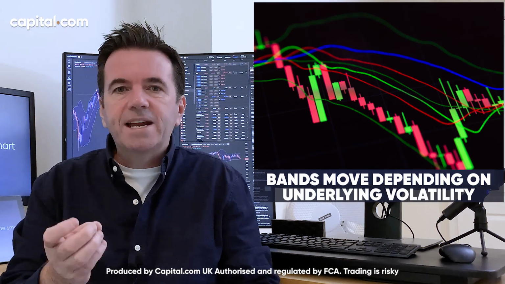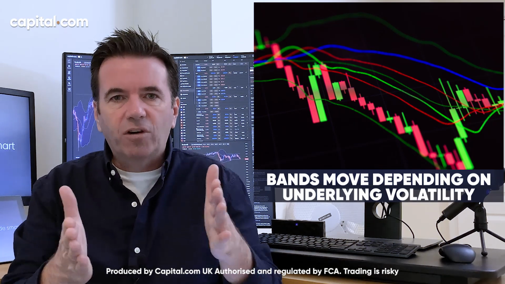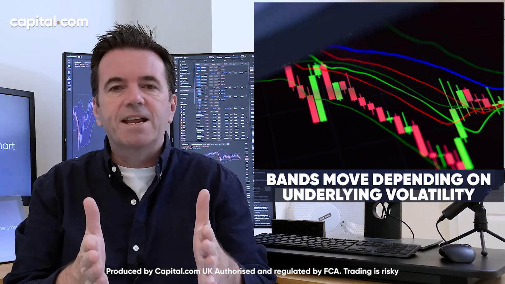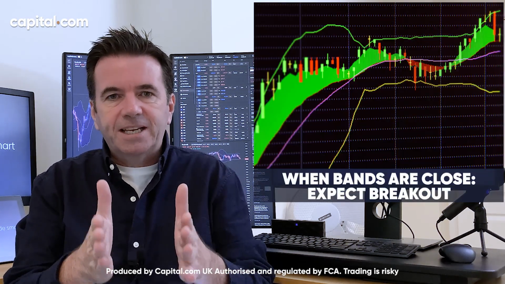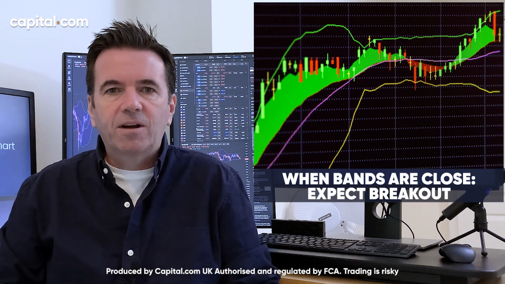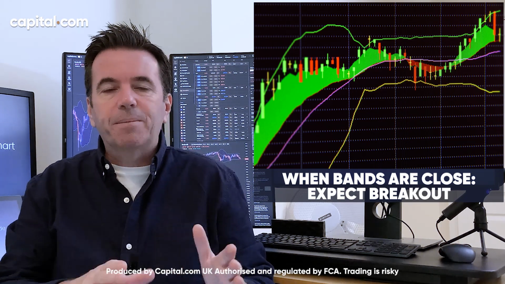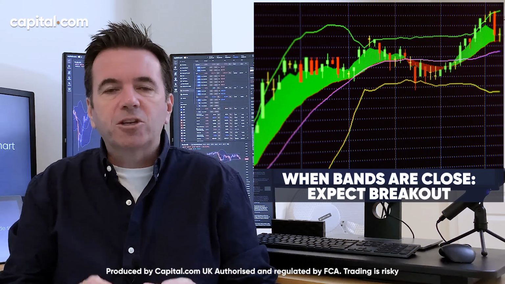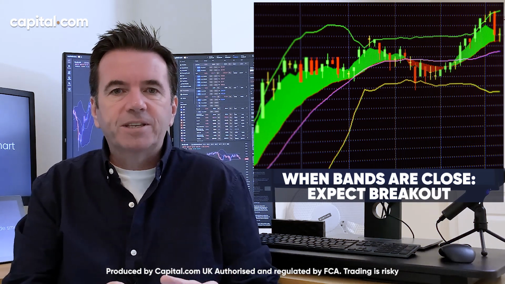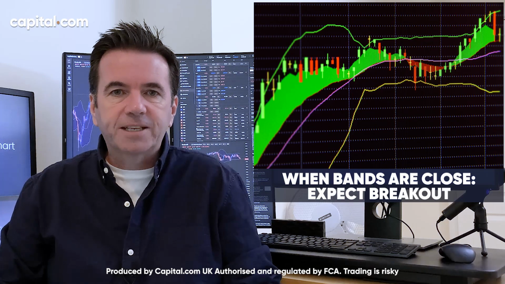When the bands are really close, signifying volatility is very low, some traders will be expecting a breakout because volatility tends to not remain low for too long. So they'll be expecting a breakout. We just don't know in which direction, but we are expecting a much more explosive move than we've seen in the markets during this period of low volatility.